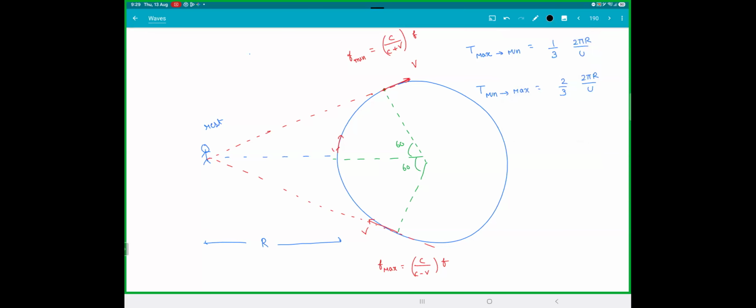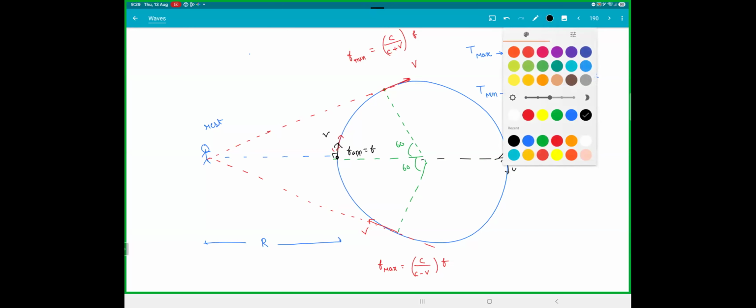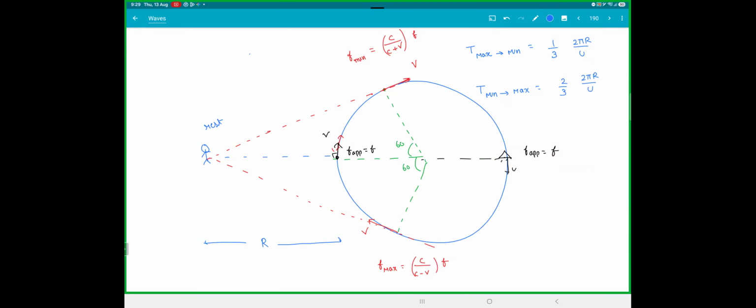And what about these points here? When you're exactly at this point here, you can clearly see the velocity is at 90 degrees. You will hear f apparent is f only. And again, when you're exactly here, f apparent is f. Clear with this? So the tangent, that is a catch there. It's not the topmost and the bottommost point.